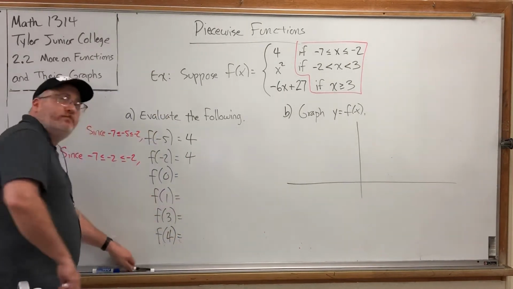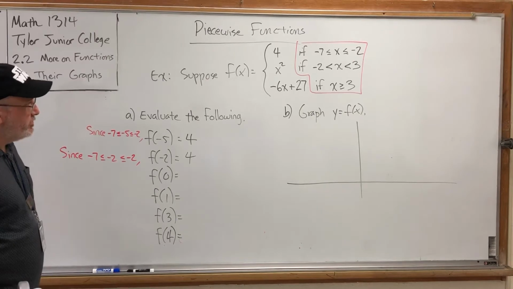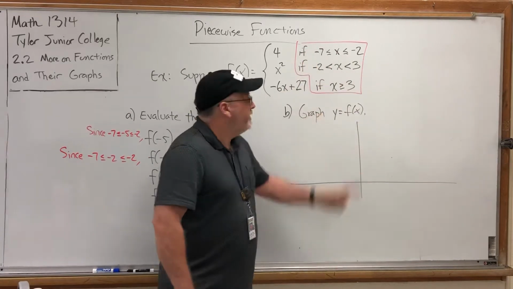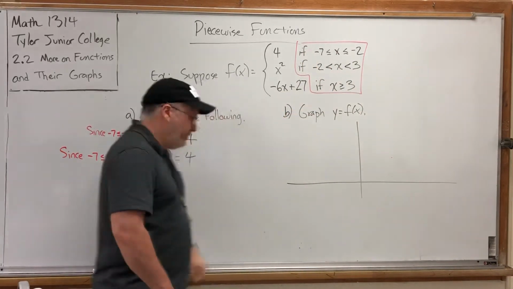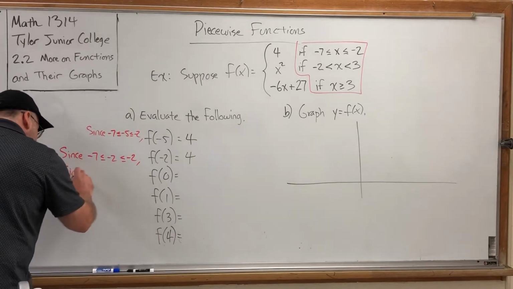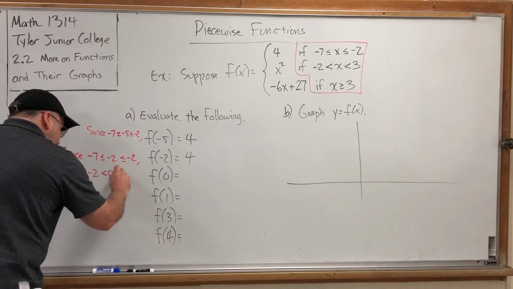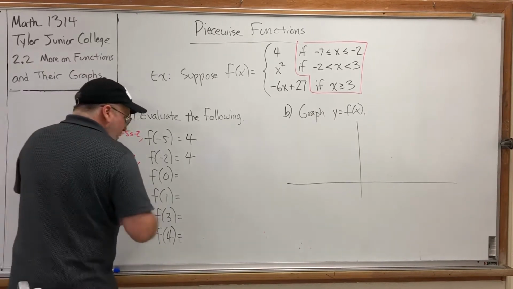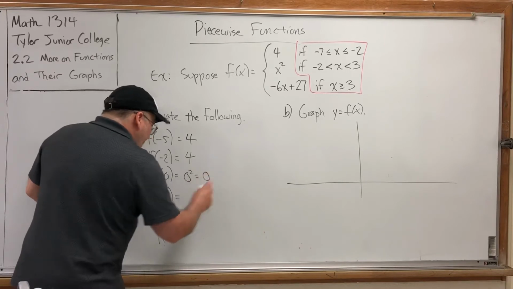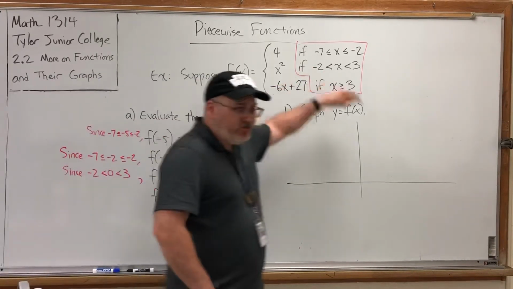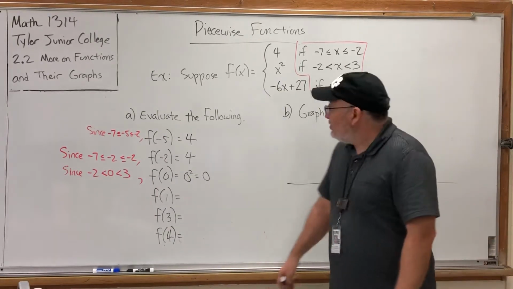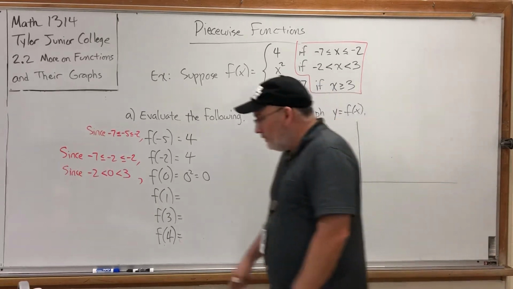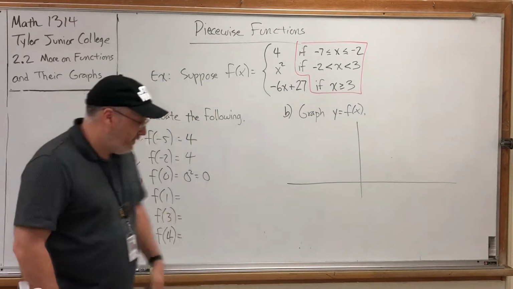Well, what about f of 0? Which condition does 0 satisfy? Is 0 between -7 and -2? It is not. Is 0 between -2 and 3? It is. So, since -2 is less than 0 is less than 3, we're going to use the middle function, which says give me a number and I'll square it. So 0 squared is 0. And by the way, if you're wondering where these conditions came from, I made them up. In most examples, they will be made up for you, so you don't have to build this, you just have to use it. There are situations, though, where you have to build a piecewise function.